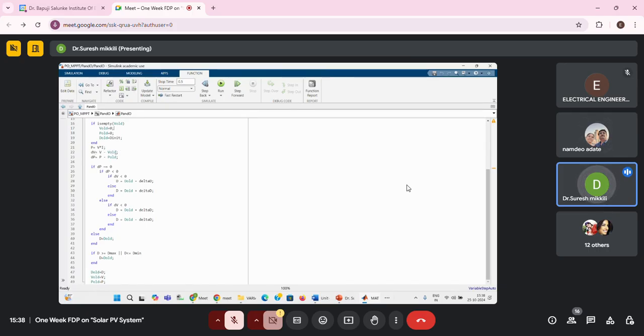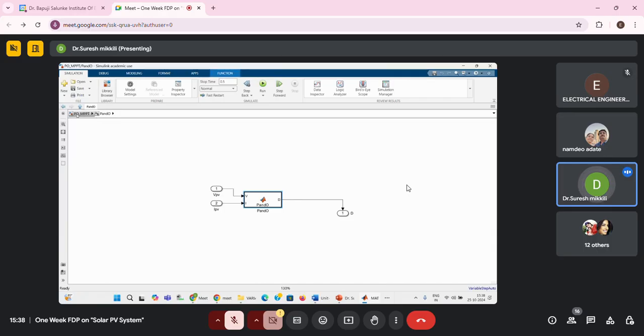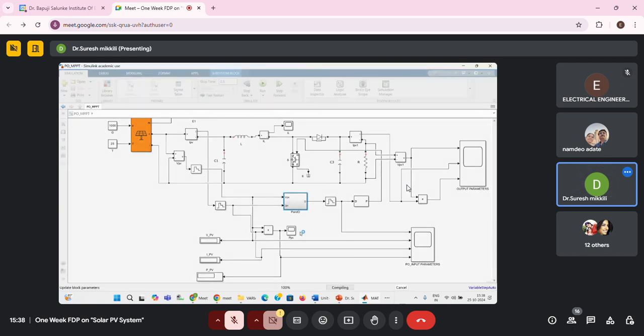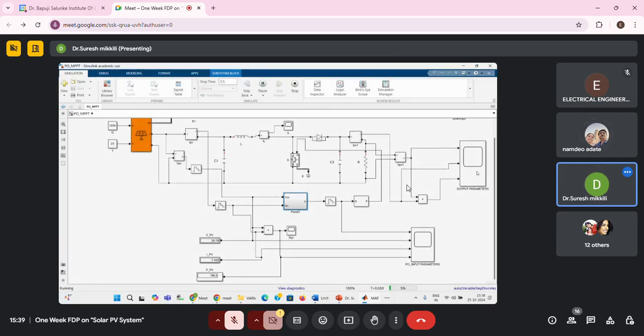Change in voltage is V minus V old. Change in power is P minus P old. Then those conditions, so there is an algorithm. That entire algorithm we need to mention in the P and O. Then after mentioning that, we need to take the output characteristics. So we can implement the MPPT algorithm also, to extract the maximum power.